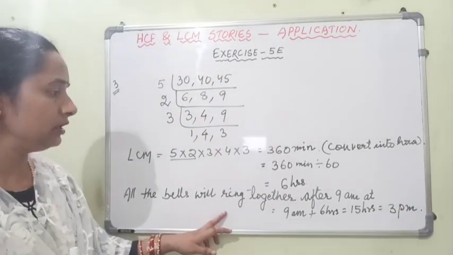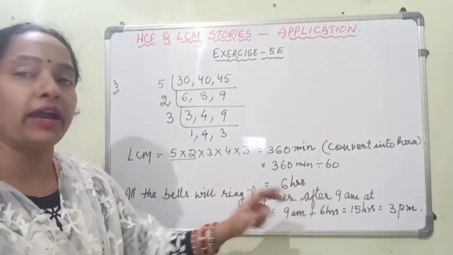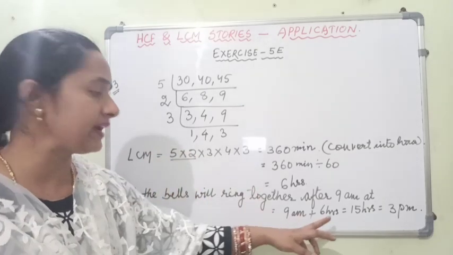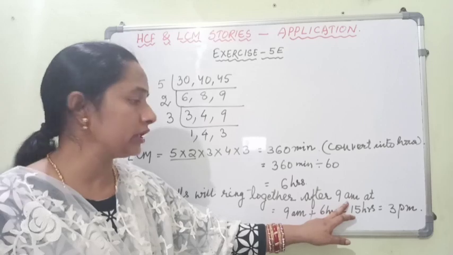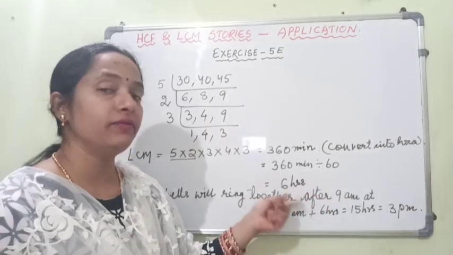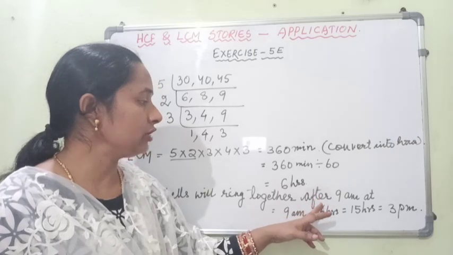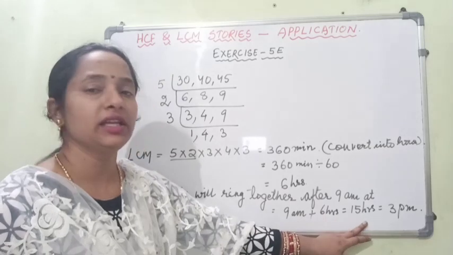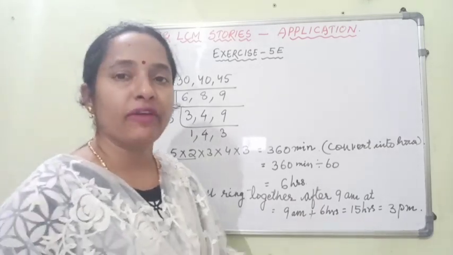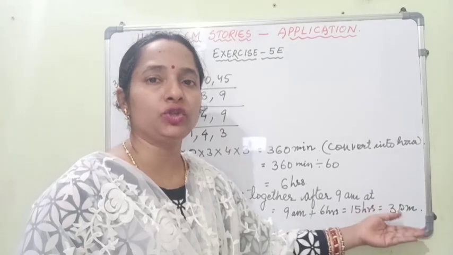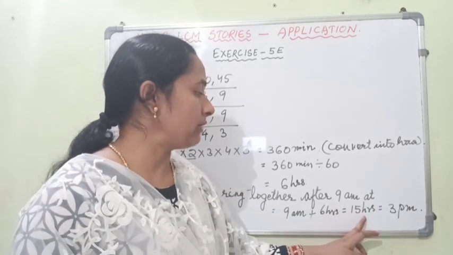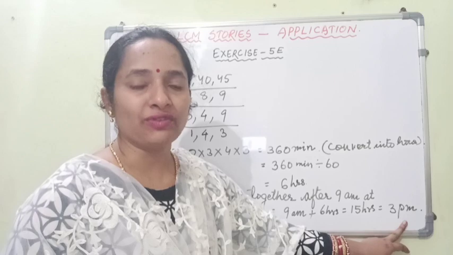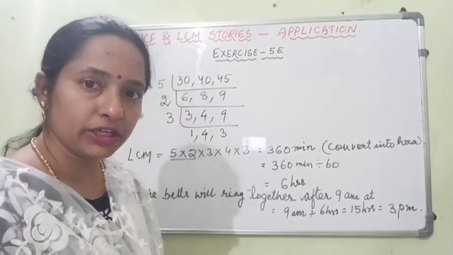Did you understand, children? We need to find after how many hours all these 3 bells are going to ring together. Already they have rung together when the classes started in the morning at 9 a.m. Now we got that after 6 hours they will be ringing together. So the time after 6 hours from 9 a.m. is 9 plus 6, which is 15 hours. When we convert this 24-hour time into 12-hour time, 15 minus 12 will give you 3. This means the time at which all the bells will ring together will be 3 p.m. Understood?